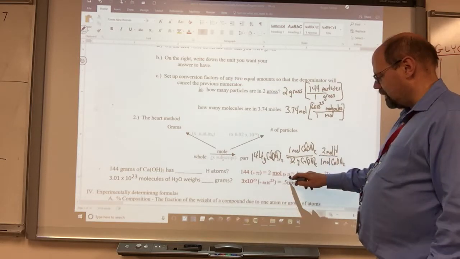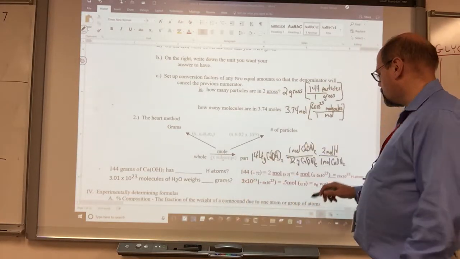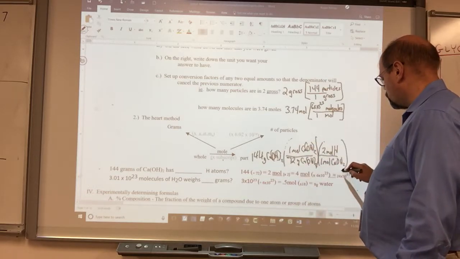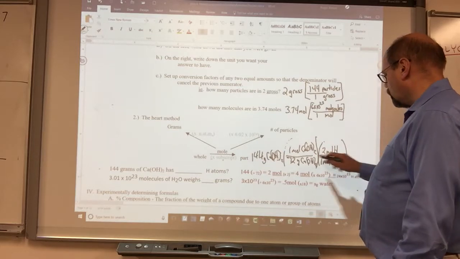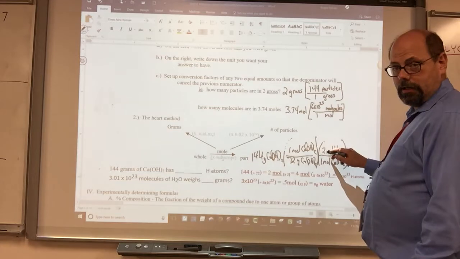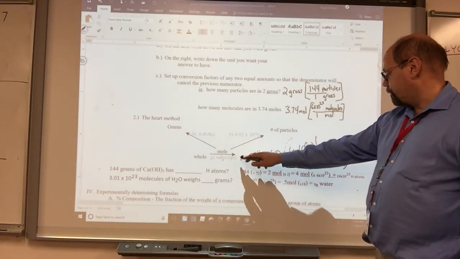Okay, and that effectively does the same thing as this calculation does, which is the whole to the part, you multiply by the subscript. So I would have had to make several of these conversion fractions to work for me. And then that would give me 4, right? 144 divided by 72 is 2, times 2 is 4. And then the last one, I've got 4 moles of H.